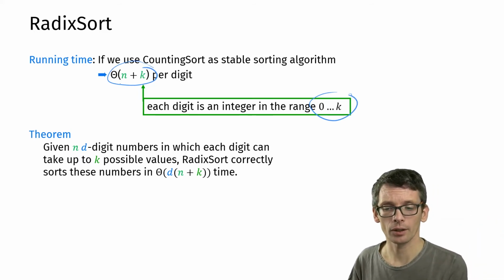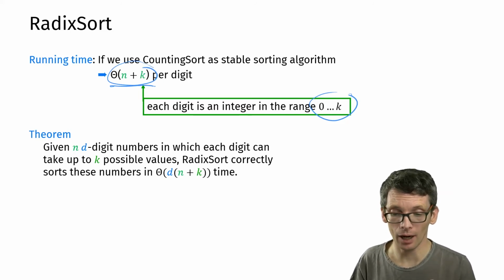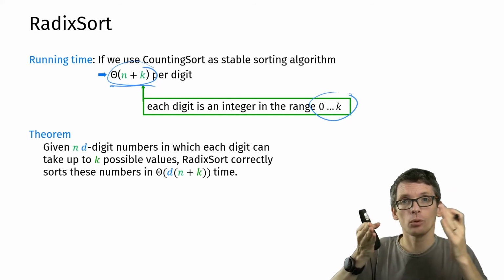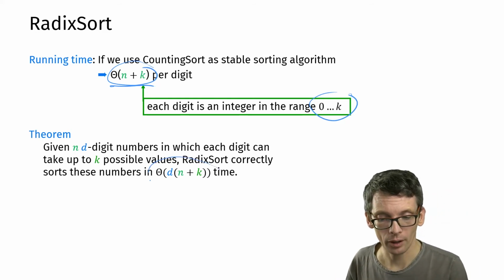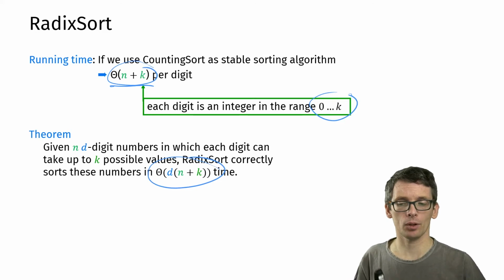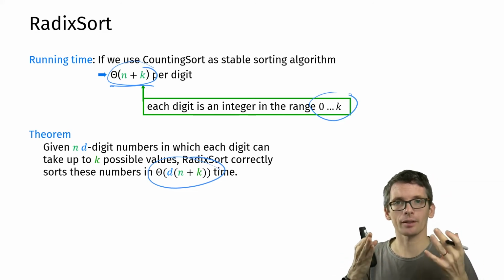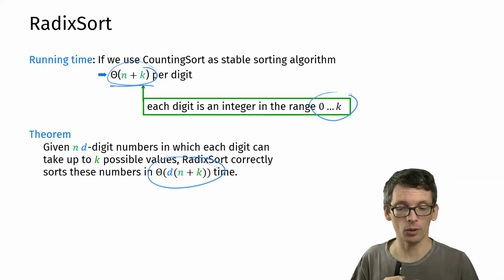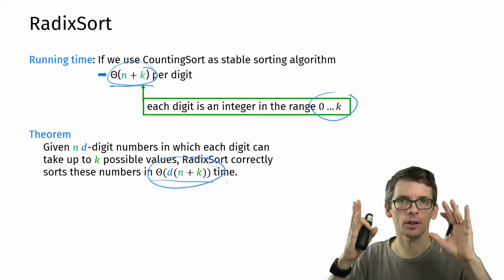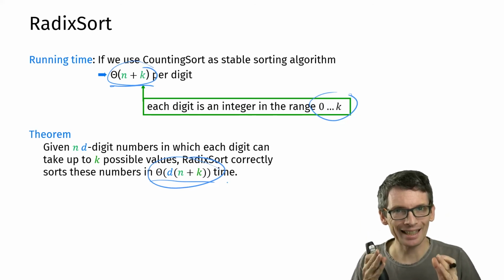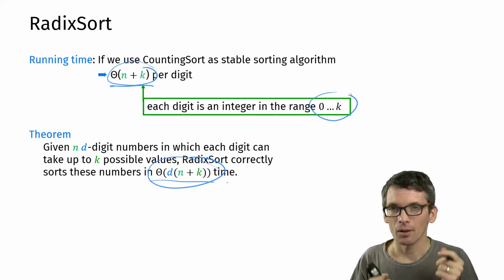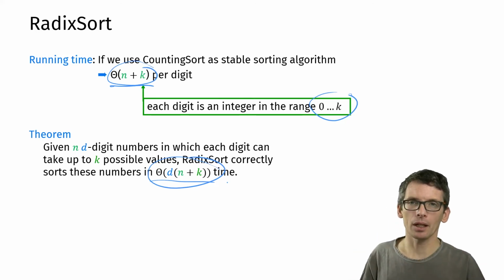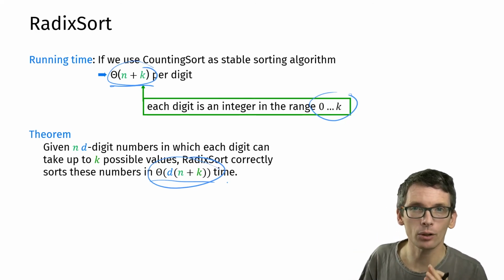counting sort takes order n plus k time, and then radix sort takes, because we have a loop over d digits, order d times n plus k time. So radix sort sorts n d-digit numbers where the digits take k possible values in this time, order d times (n plus k). So in the examples that I showed you, k was 9. But that's actually not the setting where radix sort really shines. So let me illustrate that by taking the following quiz.